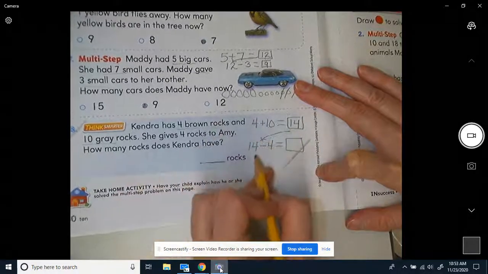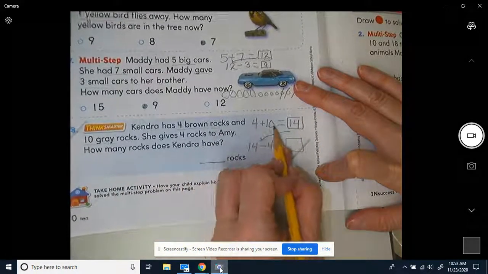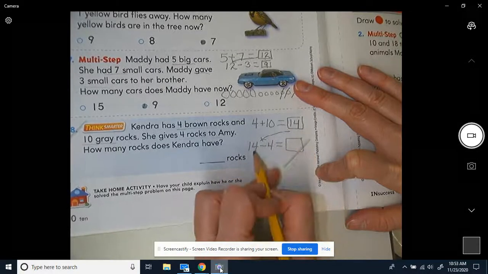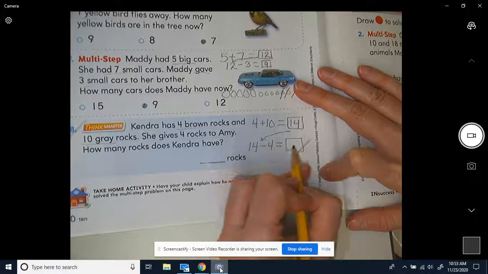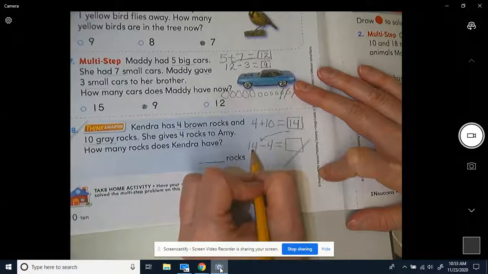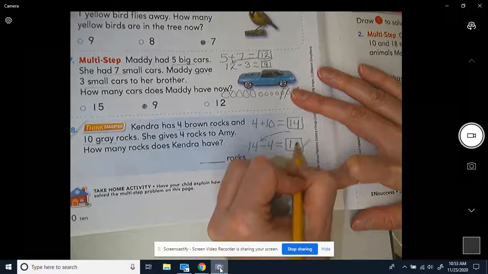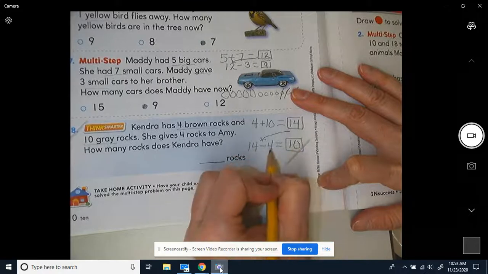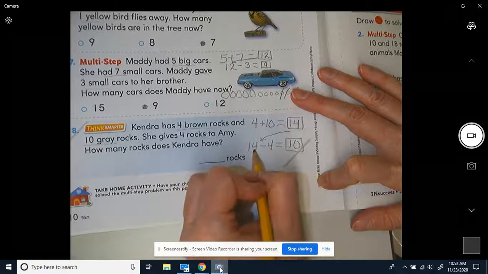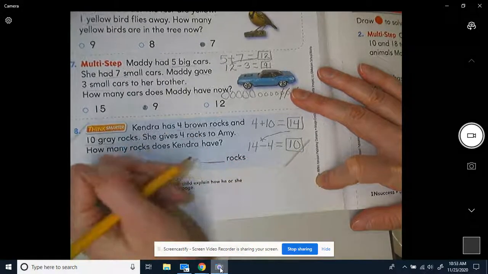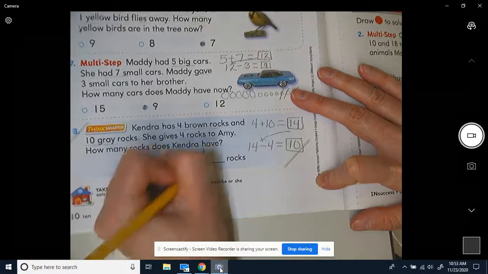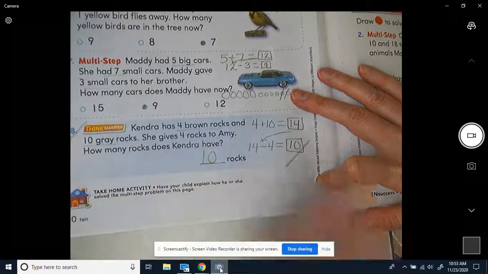Well, look, these are related facts. 4 plus 10 equals 14. So 14 minus 10 would equal 4, I gave the answer, didn't I? 14 minus 4 would equal 10 because 10 plus 4 is 14. So my answer ends up being 10.